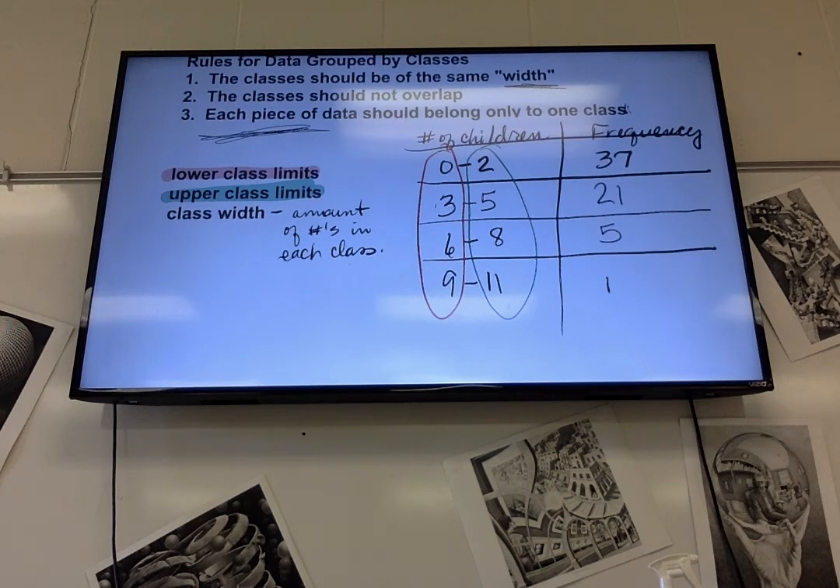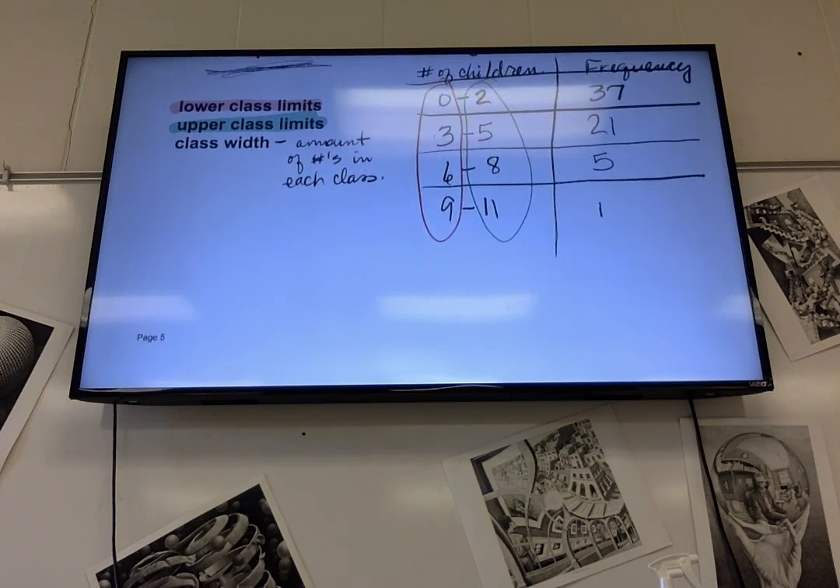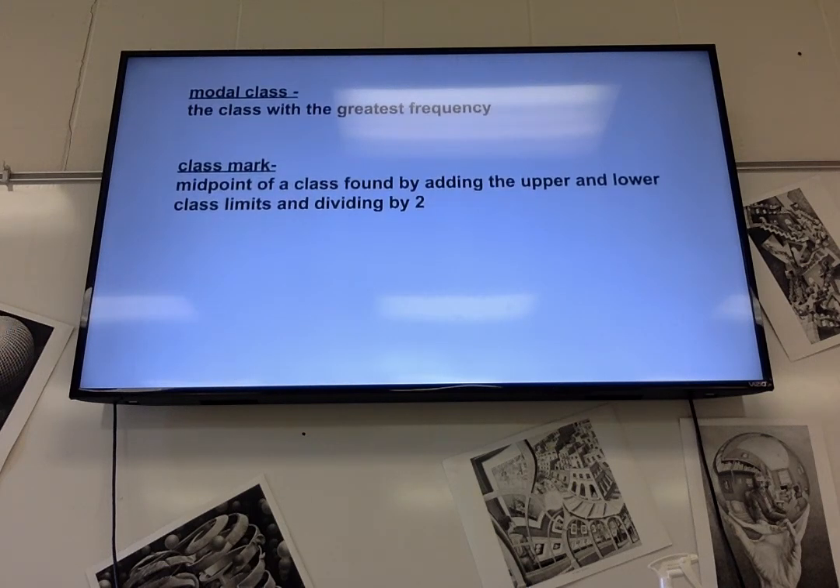So both of these frequency distributions give the exact same information. Let's just carry it out in a different way. One's a little more detailed. The first one is more detailed than the other. Couple more definitions.